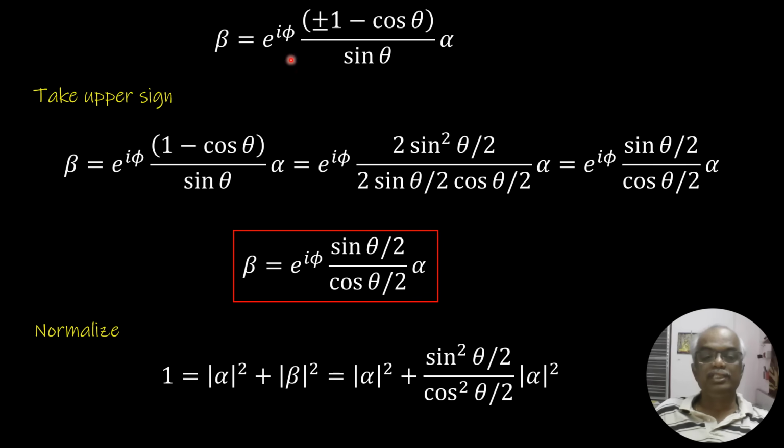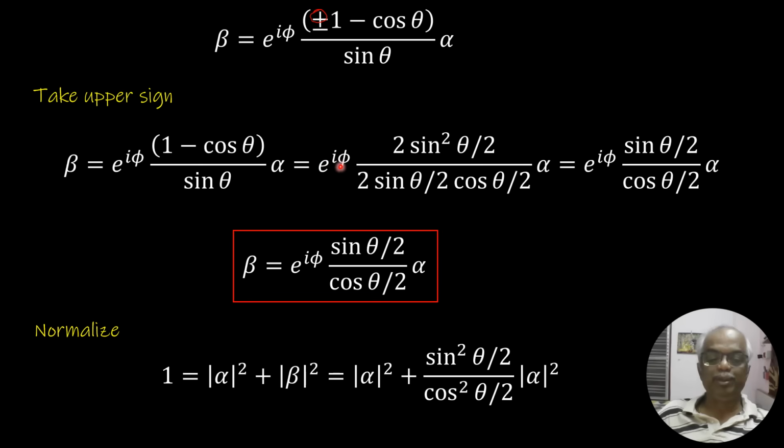Now we got this expression for beta. Here you have plus or minus 1. Take the upper sign, that is the plus sign, so this one is plus 1. What will happen? You will get beta equal to e power i pi times (1 minus cos theta) over sin theta into alpha.